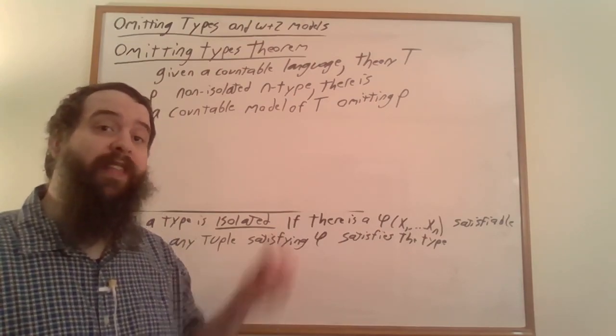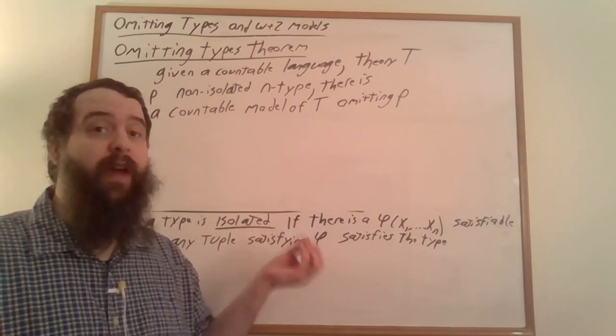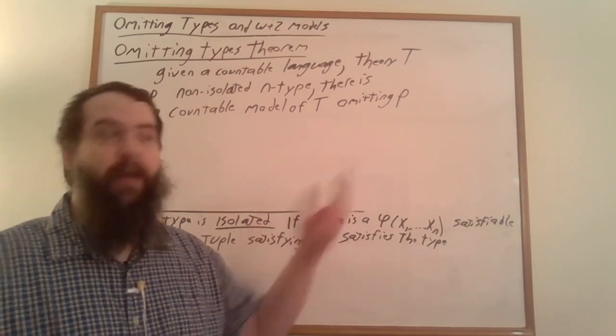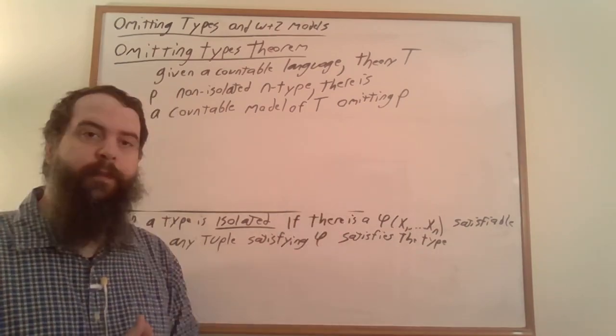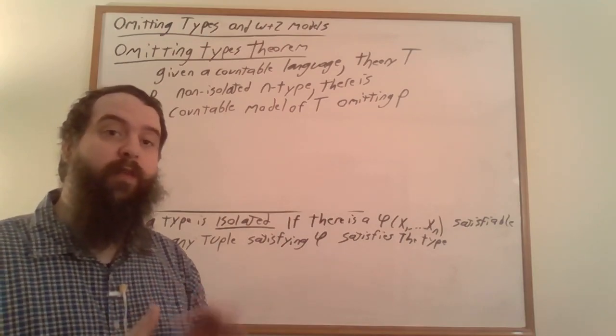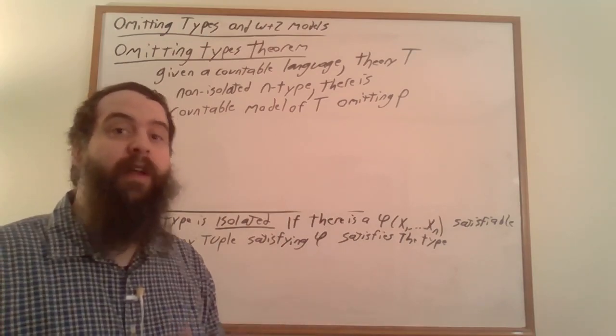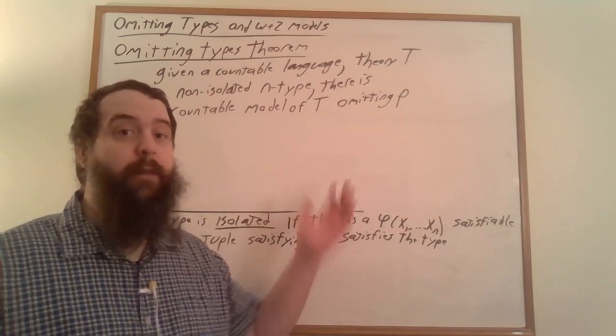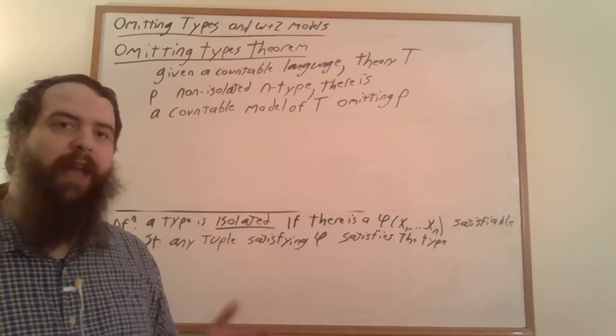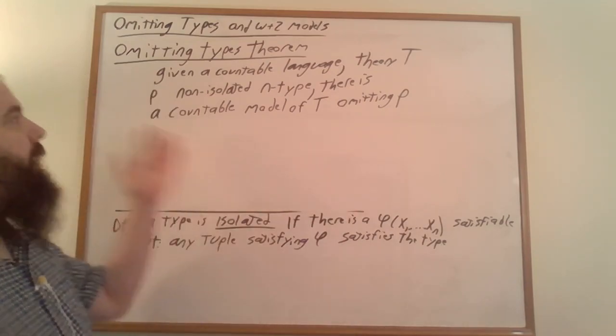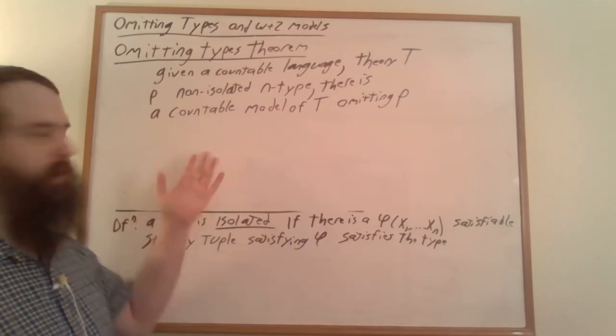And that will make sure that that particular tuple doesn't satisfy all of the formulas in the type, and we just do that for every tuple. If we're careful about how we do this, we can make sure that every single tuple doesn't wind up satisfying p. Now, of course, you might ask, where does the omitting types theorem tell us anything about manifesting types?